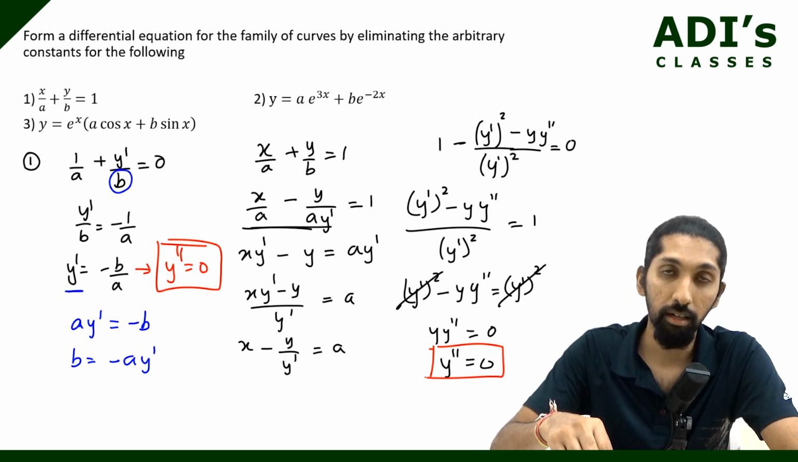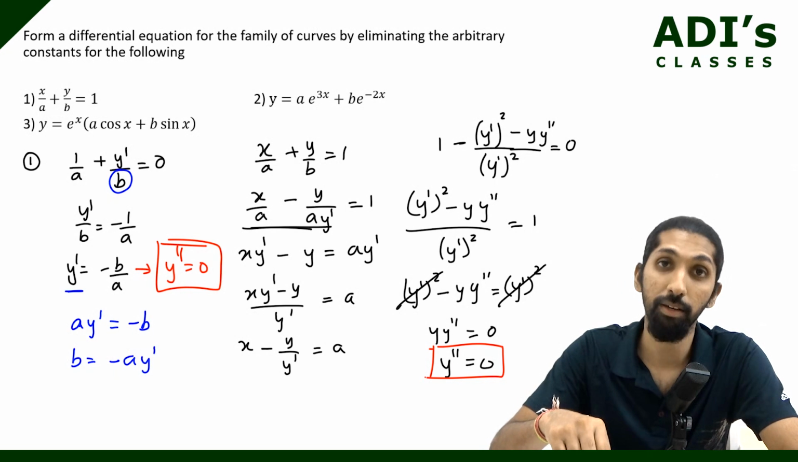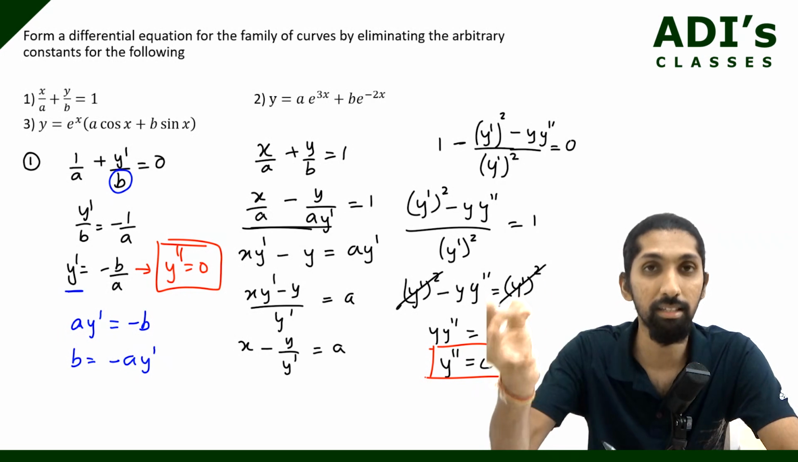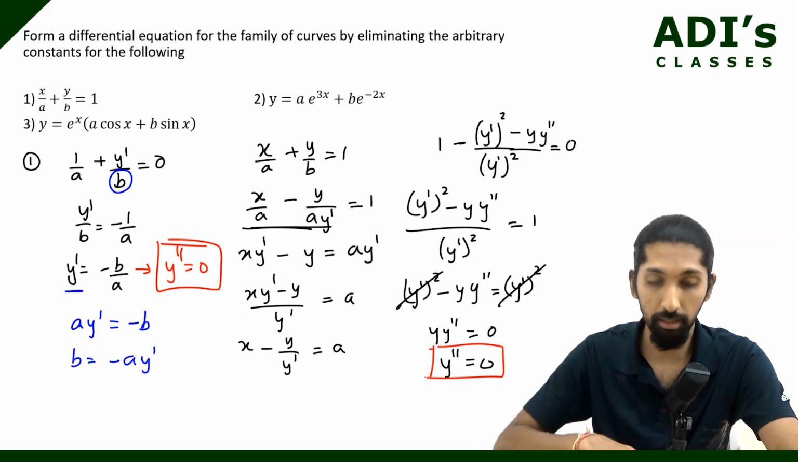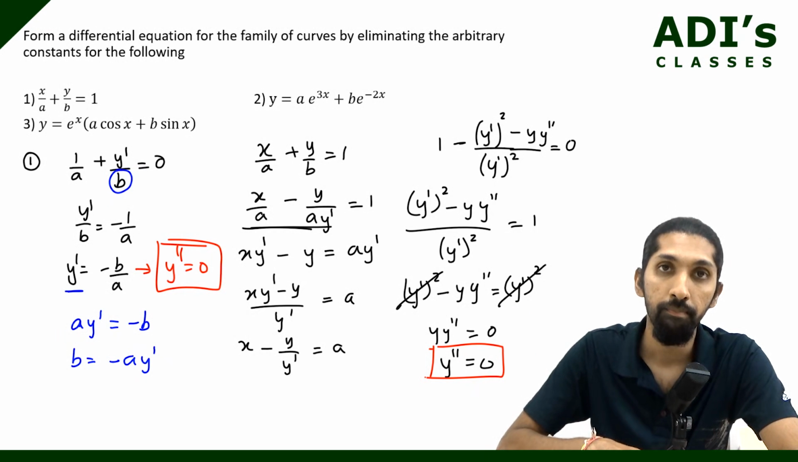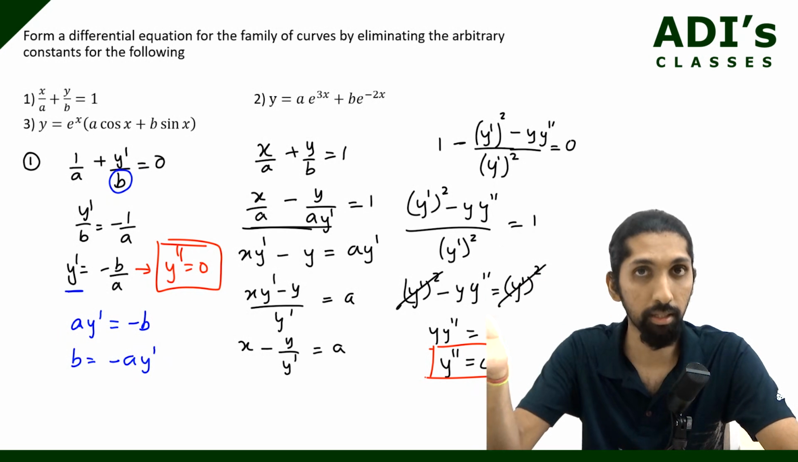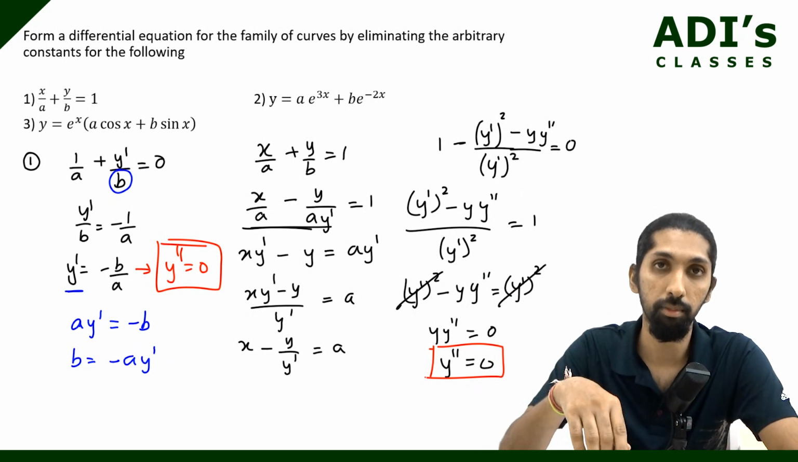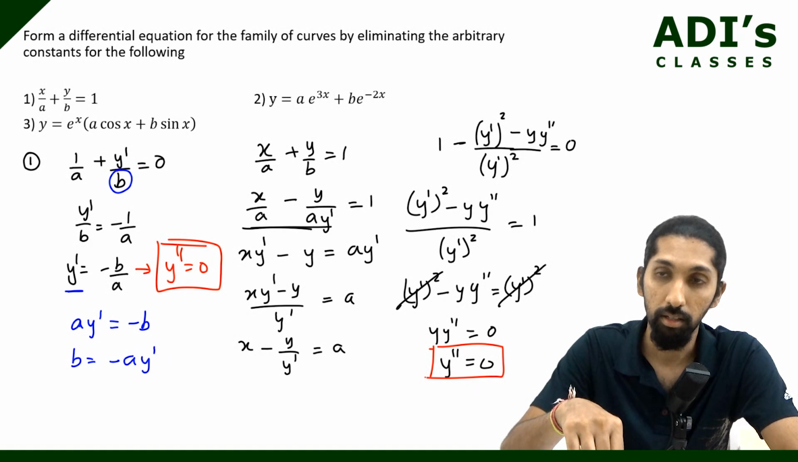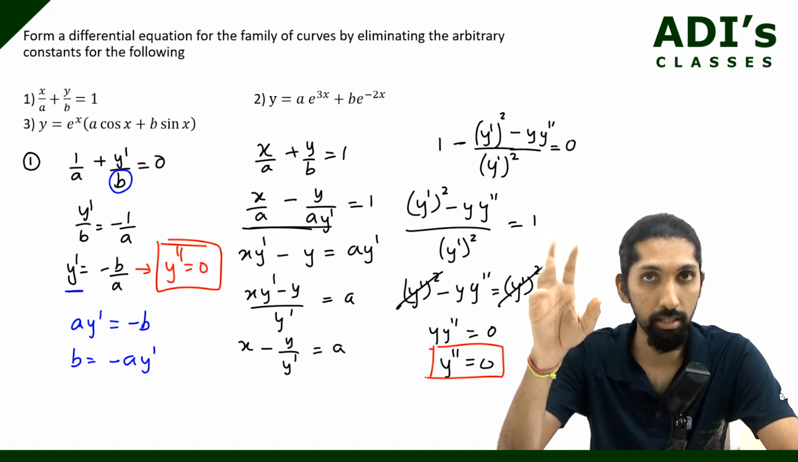Now, of course, the second method is very short. It's just three steps, very, very simple. But before you do the shortcut, you need to understand how we get the answer. That's why I did the longer method first, then the shortcut method. Clear? So the answer is y double dash is 0.